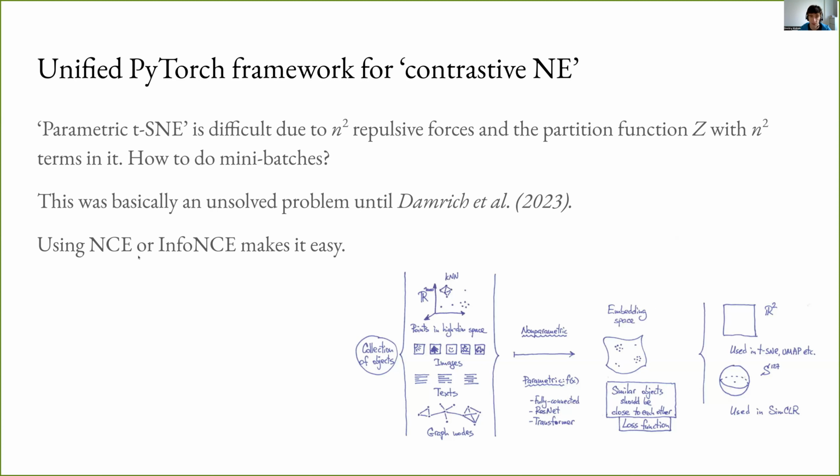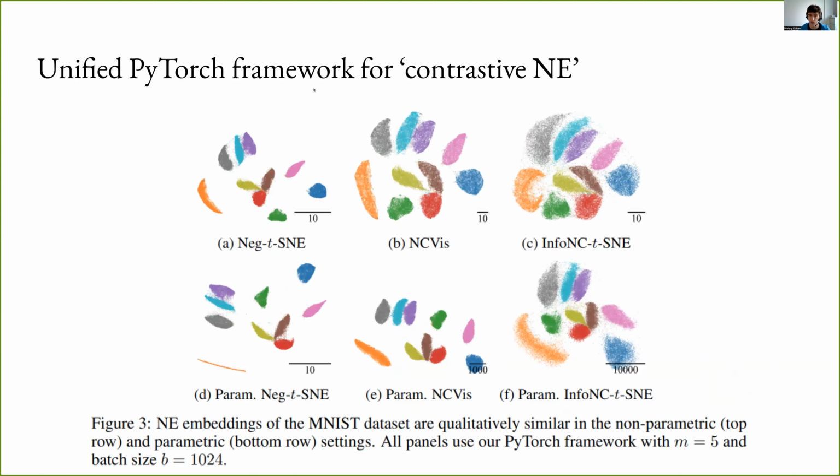Sebastian has this PyTorch framework, which is actually in some sense simpler than the original t-SNE implementation because PyTorch just does everything for you, right? Automatic differentiation and so on. And we can just use either non-parametric t-SNE with InfoNCE loss, or parametric t-SNE with InfoNCE loss. In this case, we have a neural network that performs the mapping, and it's the same loss function. It's basically the same code. Just need to replace the model that is being used. So it's very, very convenient.